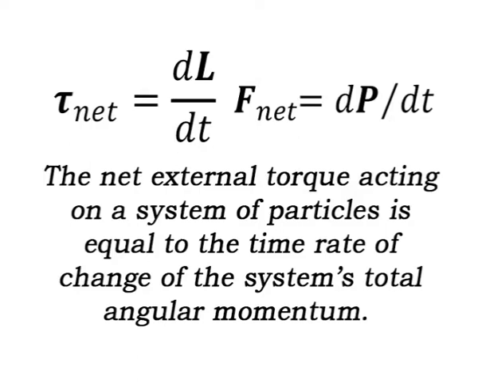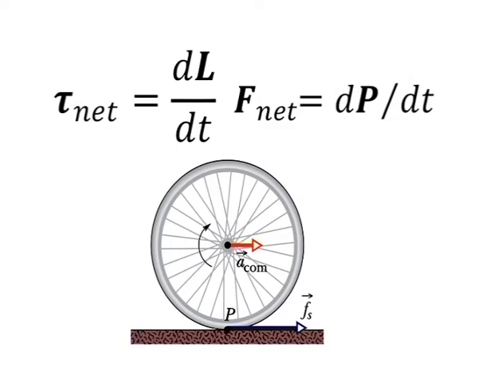For example, consider a wheel as a system of particles. If it is rotating about an axis that is fixed relative to the ground, then the origin for applying this equation can be any point that is stationary relative to the ground. However, if it is rotating about an axis that is accelerating, such as when it rolls down a ramp, then the origin can be only at its center of mass.